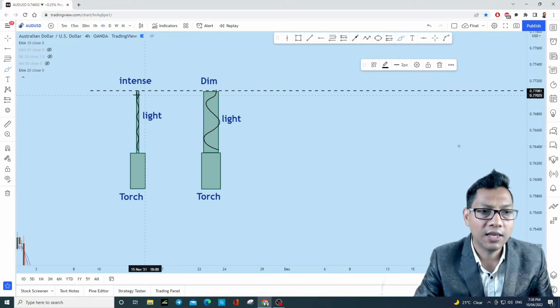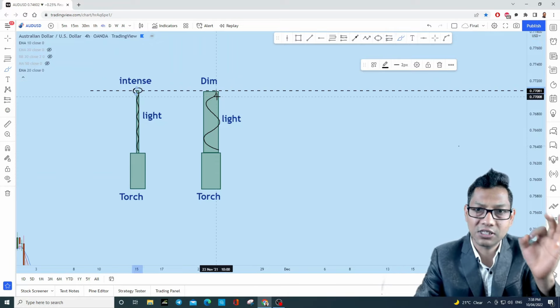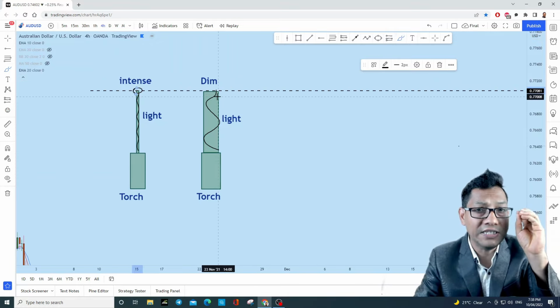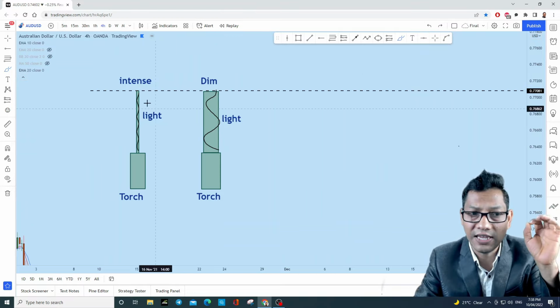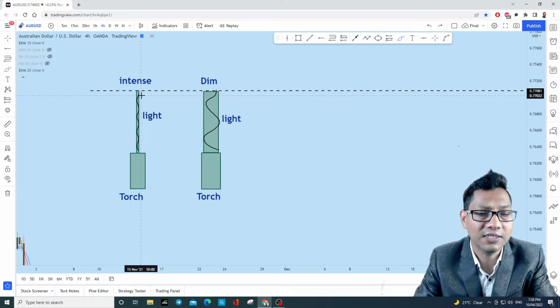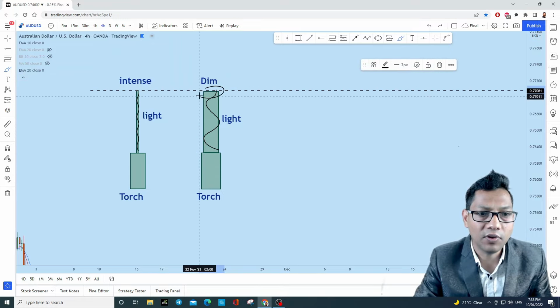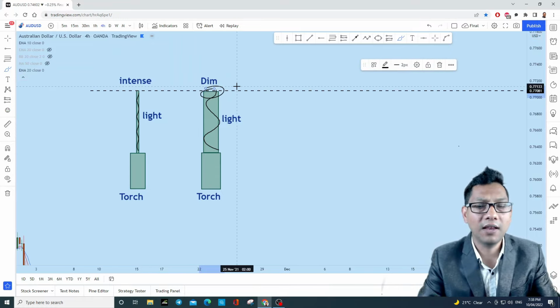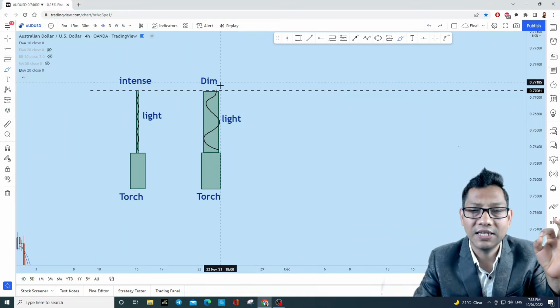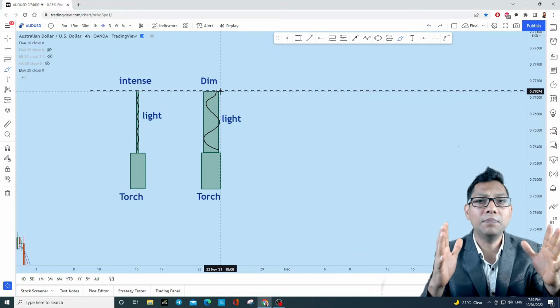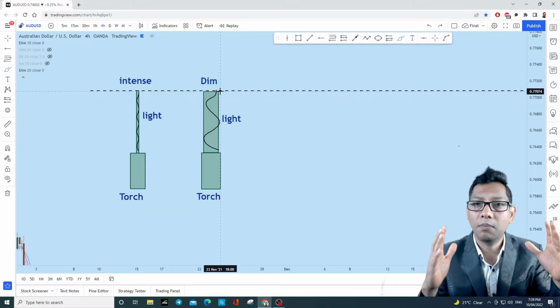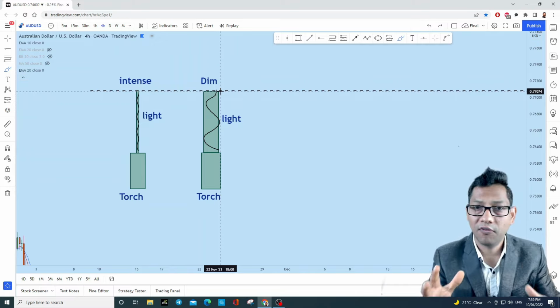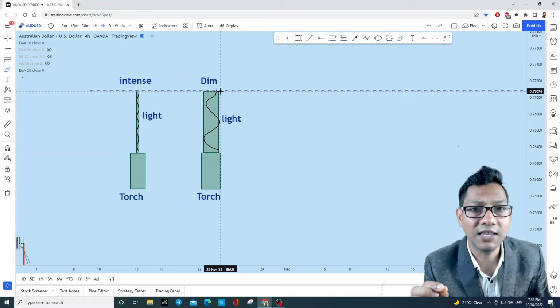You will see that this one is giving you a smaller circle with an intense light, that means a narrow beam of light with high intensity. This one will give you a wider beam of light, but the light will be dim. The same thing is applicable to our mind. Our mind always focuses on specific things at a time.